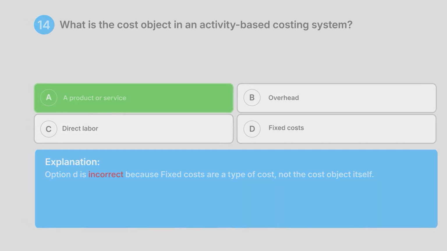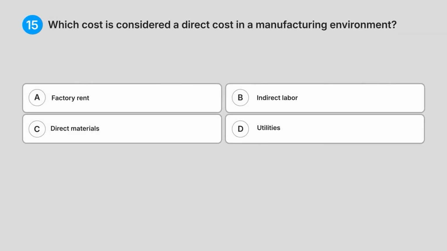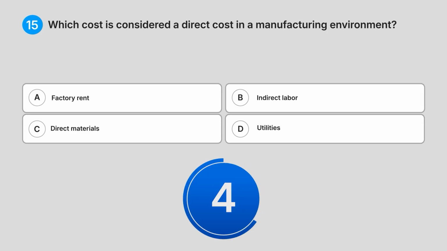15. Which cost is considered a direct cost in a manufacturing environment? A. Factory rent. B. Indirect labour. C. Direct materials. D. Utilities. Can you guess the answer?